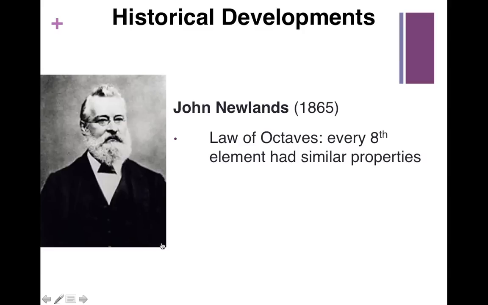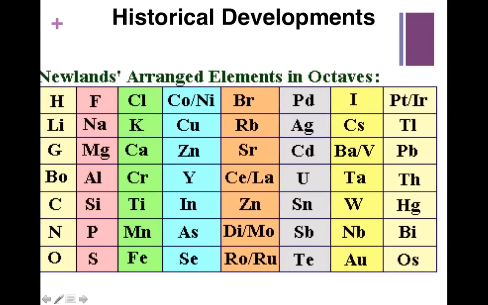And as you will read in The Disappearing Spoon in chapter 3, because he compared it to music, a lot of people thought that he was just making up stuff and that it sounded too cutesy, and so nobody believed him. But here is an example of his arranged elements in octaves. Some of them you can see we don't use those symbols anymore because we changed the names, but this is how every 8 elements they would change and you would start over with a new one.